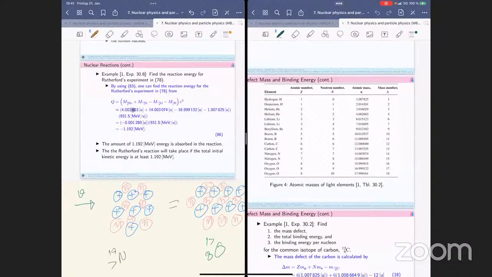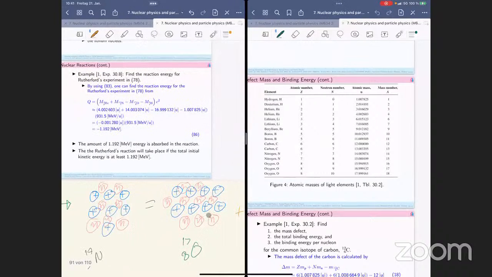4.002603, this one. Okay, we pick up the mass of helium-4. The next one is nitrogen-14. Where is that? This is nitrogen-14, this is nitrogen-15. We are not going to pick up the nitrogen-15 atomic mass. We will bring the nitrogen-14, which is 14.003074, this value. And after that, the next element is oxygen-17.